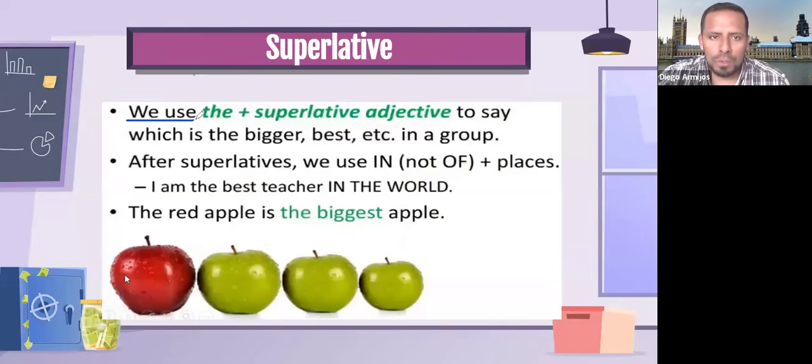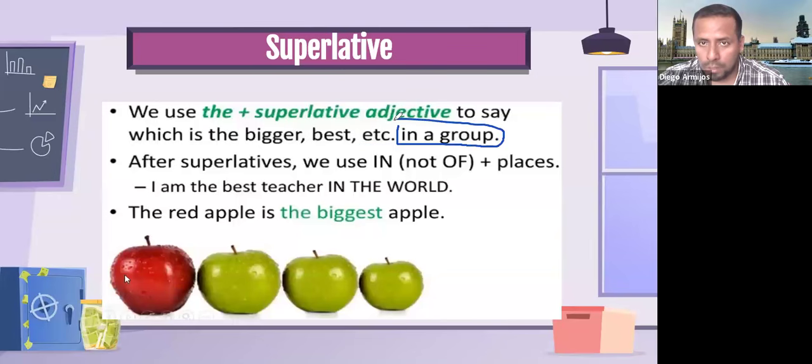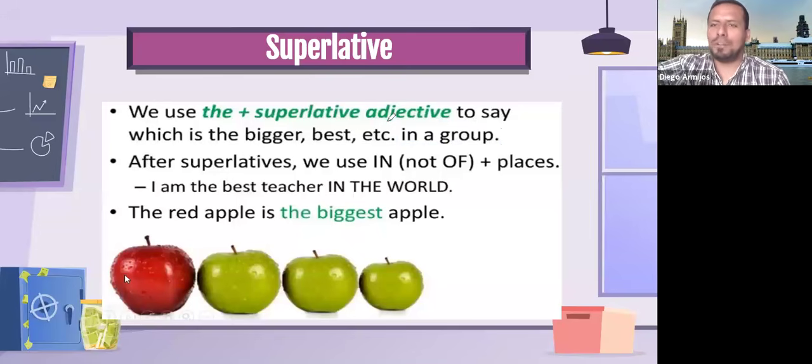Now, let me see the pencil. Okay, it says we use the. In this case, the superlative, we are not going to use than. We're going to use the, okay? The plus the superlative adjective to say which is the biggest, the best, etc. in a group, okay? Not only two people, not two animals, but here we're going to say in a group, like more than two, three, four, five, etc.